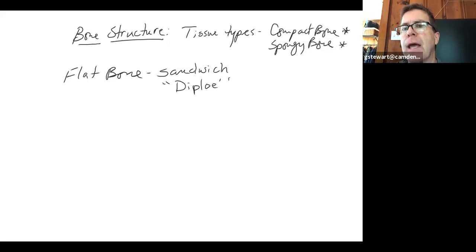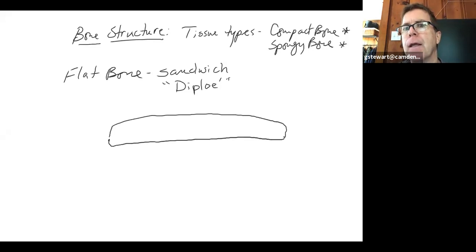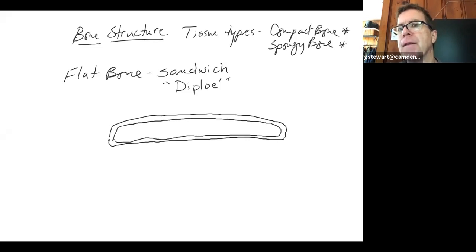That just means a sandwich of spongy bone wrapped in compact bone. So a flat bone typically looks like this. If we were to section a flat bone, slice it in half, open it up and look at it, there's a thin layer of compact bone surrounding spongy bone. So that's compact.